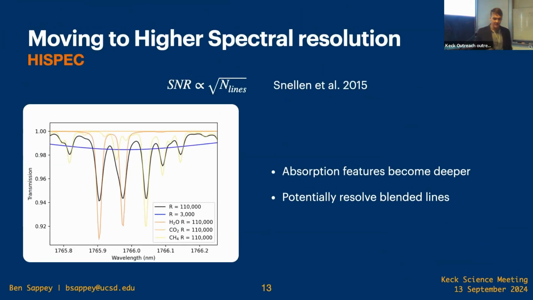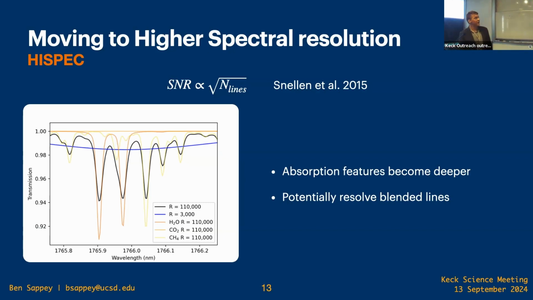So KPIC has been extremely successful in characterizing exoplanets and brown dwarfs. We're able to resolve individual absorption features, measure abundances, et cetera. But I want to know what happens when you go to higher spectral resolution. Can you push it? What do you get?